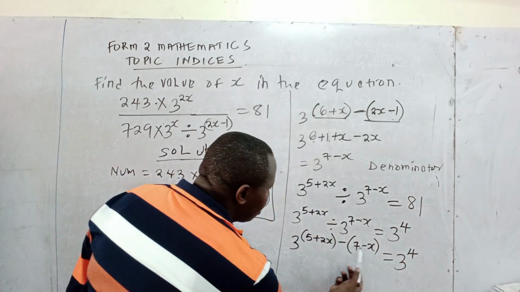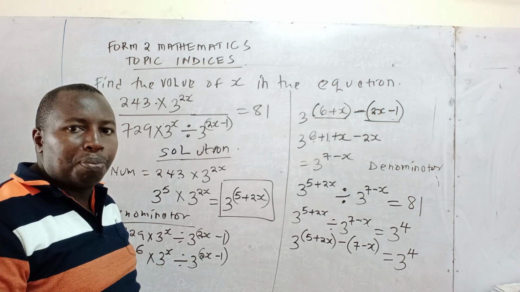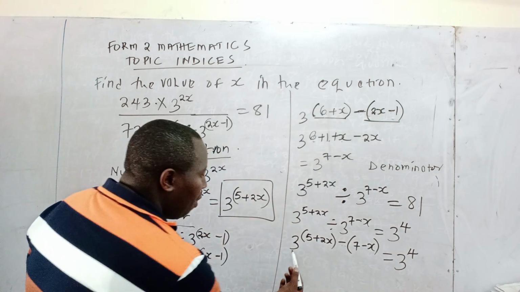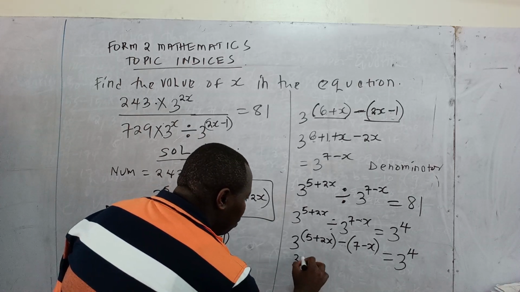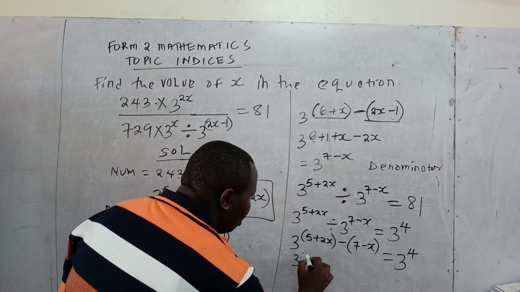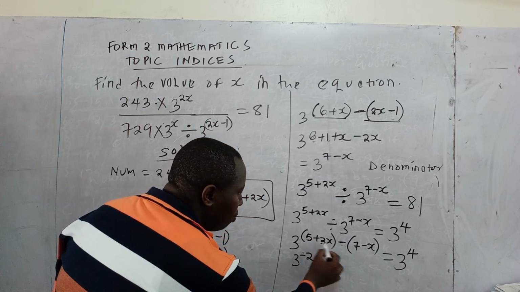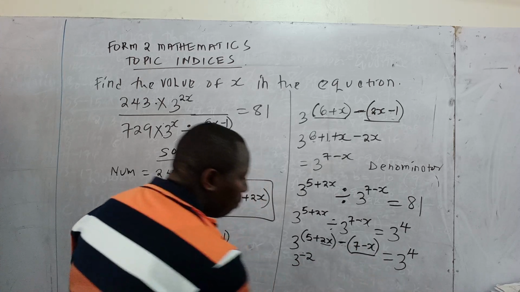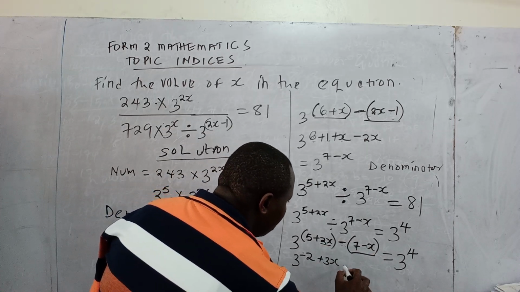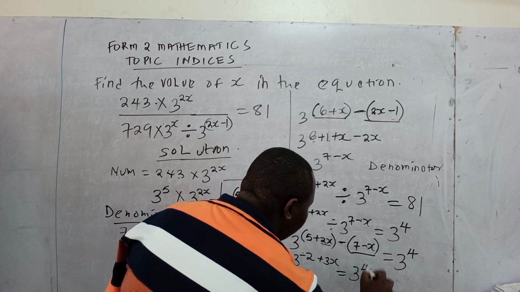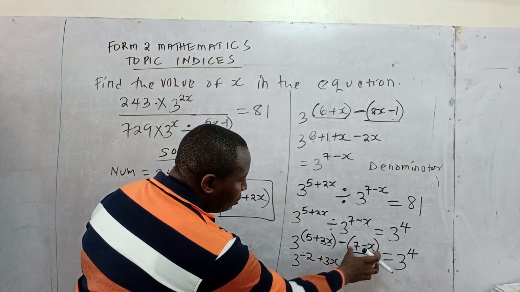You now need to open this bracket. This bracket is very important. Very important. So you say what? This one, open this bracket, 3 raised to the power 5 minus 7. 5 minus 7, that is minus 2. Now 2x minus and a minus. You want to open the bracket. 2x minus and a minus becomes plus x, so 3 raised to the power negative 2 plus 3x is equals to 3 raised to the power 4. This bracket is open. Don't just leave like this one without putting the brackets.